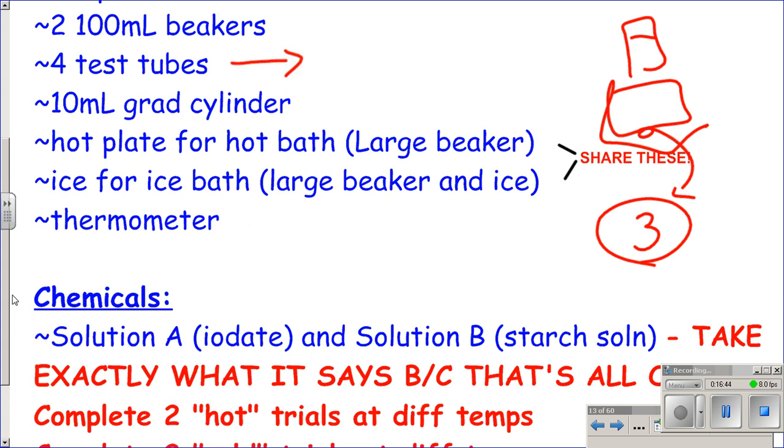How do you make a cold bath? Ice bath. Ice and a beaker, thank you. Just making sure we know that there's just ice chunks going in here, filled with water. You will be sharing that across the station with you. Otherwise, I think it's self-explanatory.